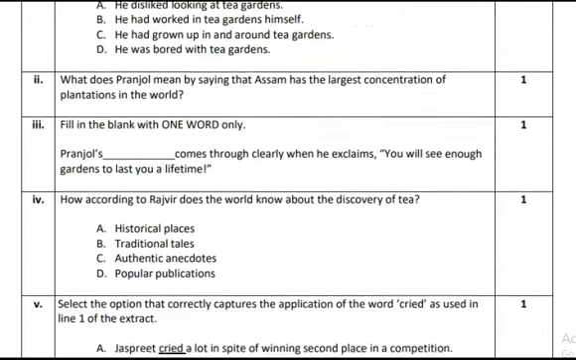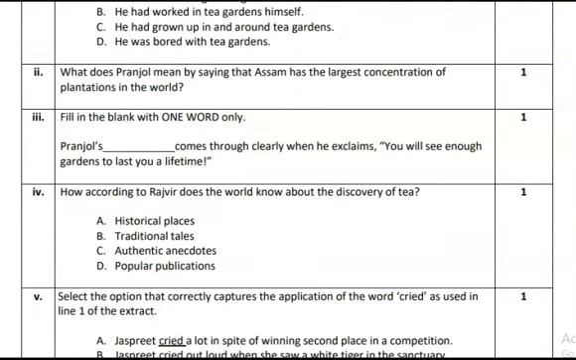Second question is, what does Pranjal mean by saying that Assam has the largest concentration of plantations in the world? Again, this is a very easy question. You have to just rephrase it. So he means to say that Assam produces the largest amount, or the largest quantity, of tea in the world. That is all. Now, so both the questions are easier to score.